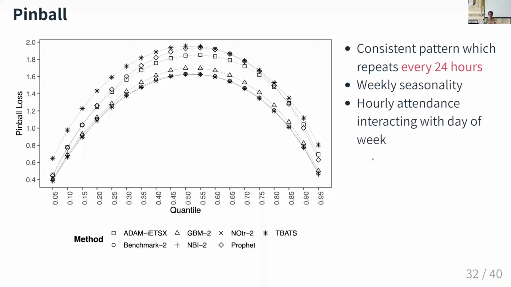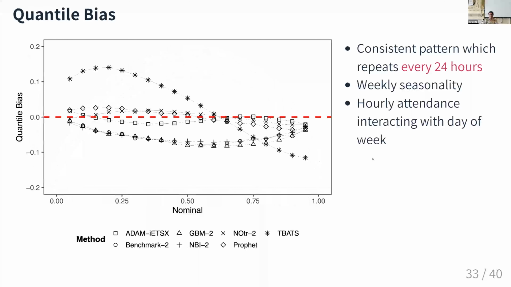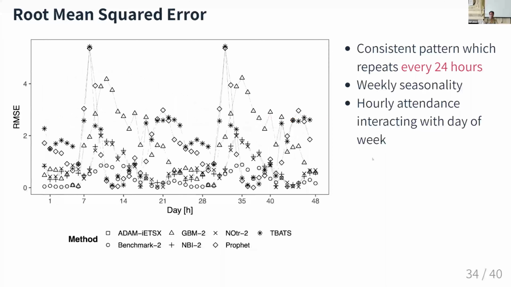And TBATS, for instance, is a model that can take into account multiple seasonality, but in terms of the pinball score it was really bad, as you can see. In terms of the quantile bias, again, you see that TBATS is pretty bad, because here we are interested in the models that are very close to the red dashed line. But again, two models performed pretty well here, the Adam IETX and NOTR2, which again is a model based on GAM with a truncated normal distribution.